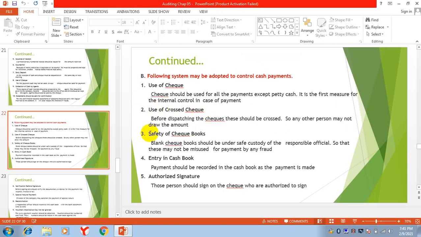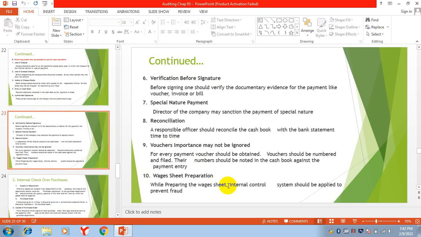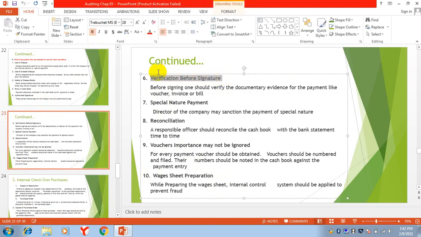Then safety of checkbooks, they must be kept safe. Entry in cash book: whenever a transaction is occurring, record that entry at that time in the cash book. Then authorized signature. There must be one responsible person. Without his signature, payment will not be approved. Verification before signature: that responsible person must verify the things.